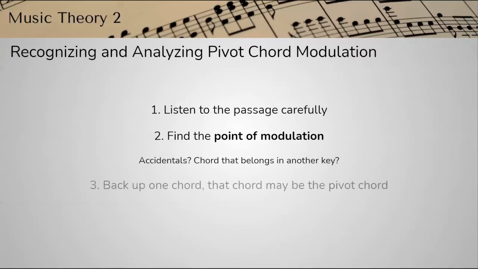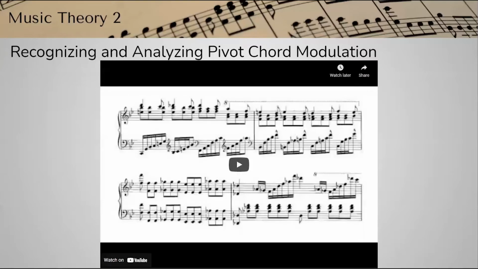Then once you've found that point of modulation, the chord that only belongs in the new key, you back up one chord, and that chord is probably the pivot chord. Okay? So this is our process. The first step, listen carefully. Step 2 is find the point of modulation, find the chord that only belongs in the new key, look for where the accidentals are consistent. And then once you find that chord of modulation, back up one chord, and that chord is probably the pivot chord.